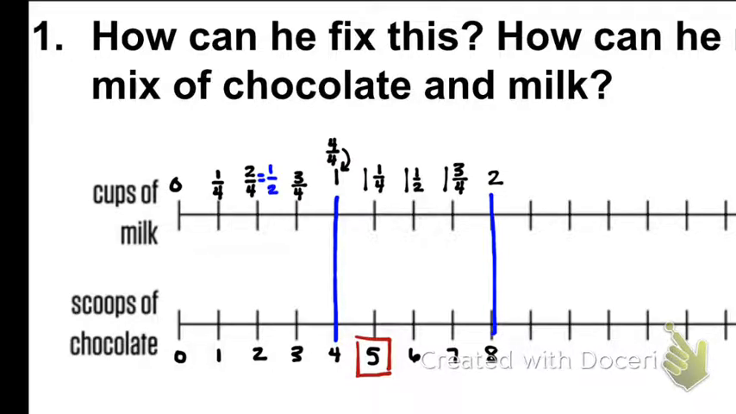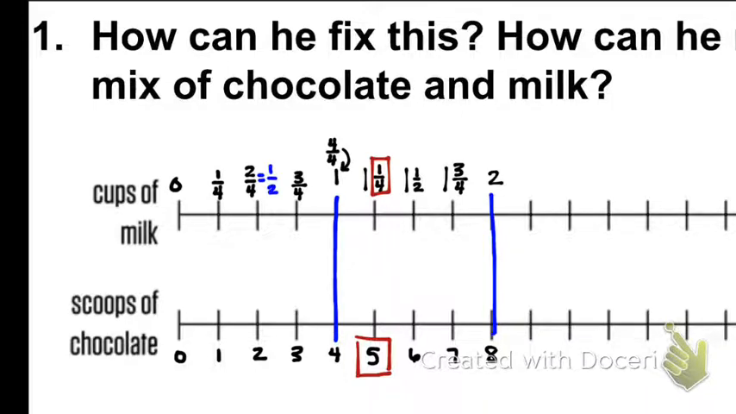Do you see anything else he could have done to fix it? 3 more scoops and another cup of milk would work, right? Oh, we could add a fourth. He could add 1/4 of a cup, because he's got 1 cup in there, right? If he added another 1/4 cup, that would make up for that 1 extra scoop.